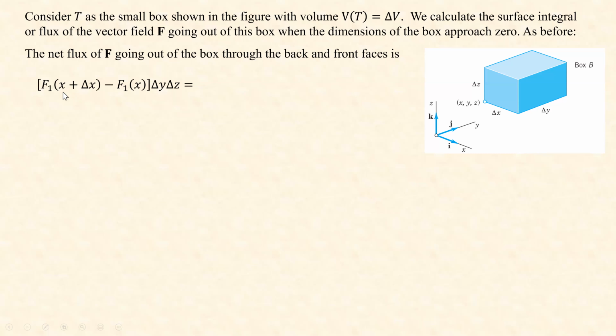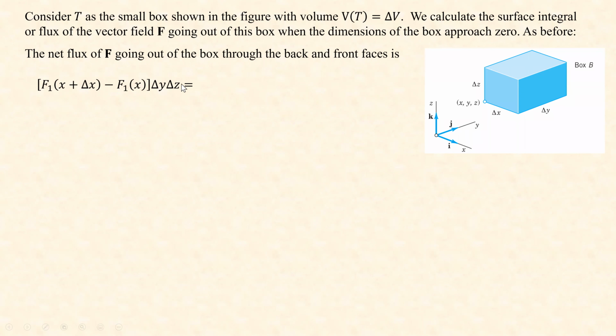So we can approximately say that the flux through this space is F1, the X component of F, evaluated at this point, multiplied by the area. And then the flux going into the box from the other side is the X component of F evaluated at this point, not this point, times the area of that face again, which is delta Y, delta Z.